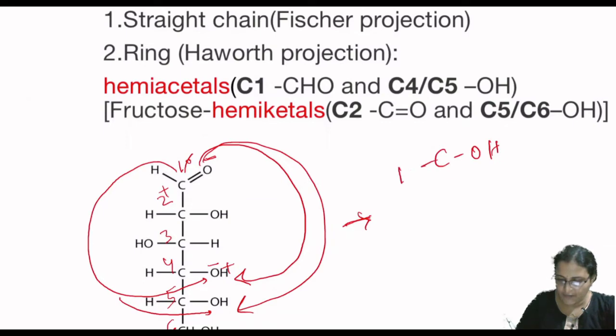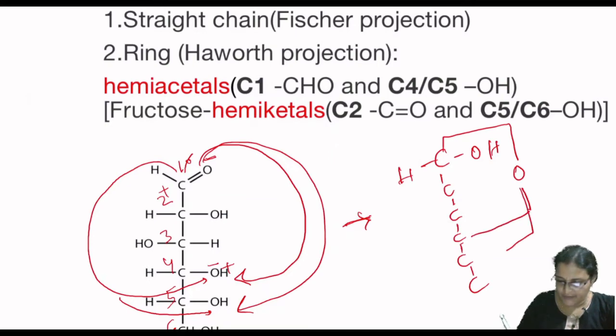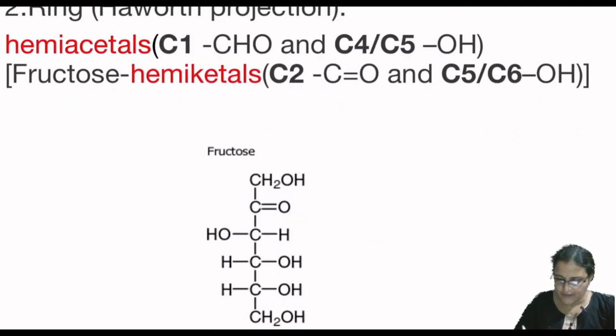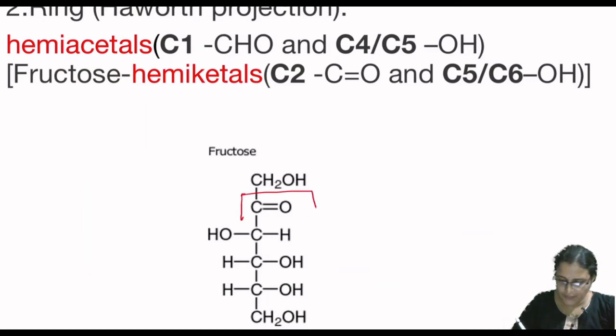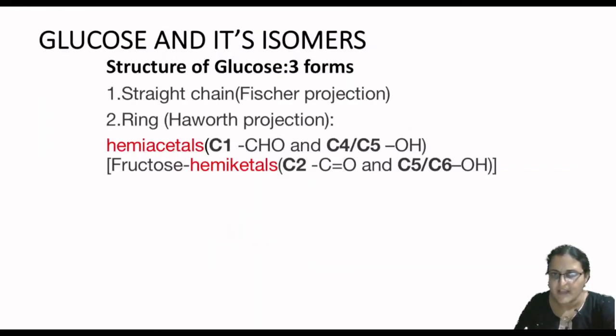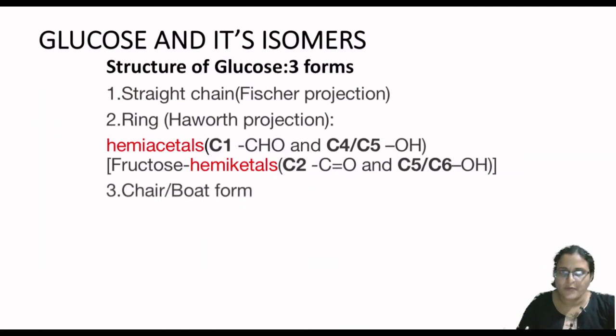I'm writing in short form: 1, 2, 3, 4, 5 and 6, and this oxygen can react with the fourth or the fifth carbon atom. Similarly, in fructose, the C2 keto group can react with either the C5 hydroxyl group or the C6 hydroxyl group to form this hemiketal bond.